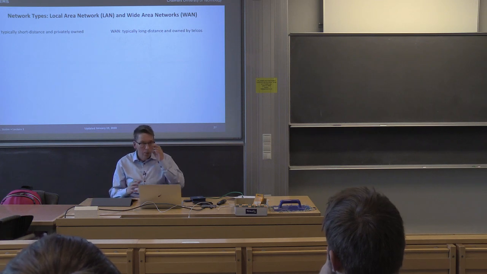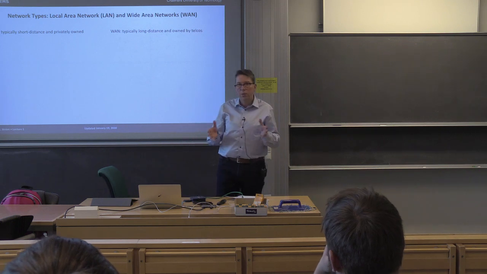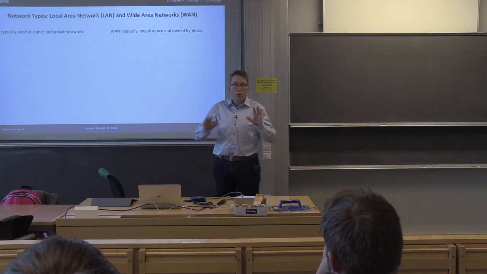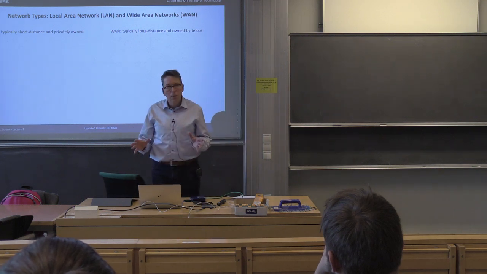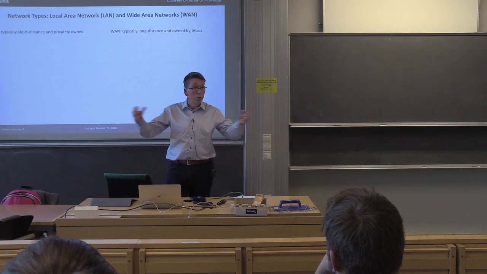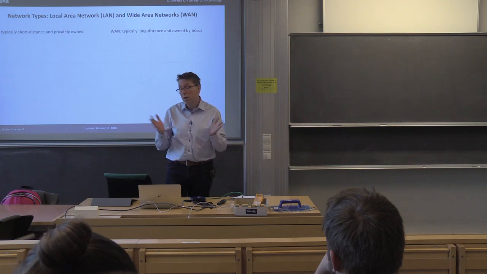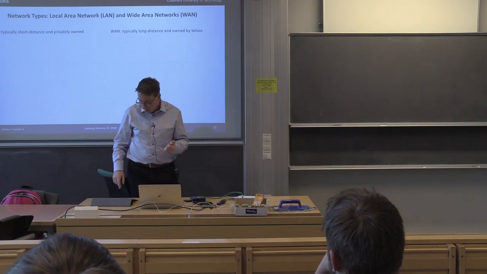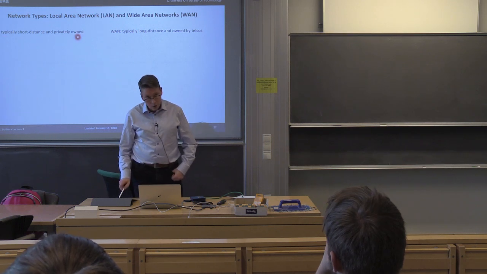So networks. We can classify networks very broadly into two classes, local area networks and wide area networks. Local area networks are typically physically small networks. So the distance between the two nodes which are furthest apart in this network is limited. I don't know, a kilometer maybe, a couple of hundred meters, but it's limited. And these local area networks are typically privately owned.